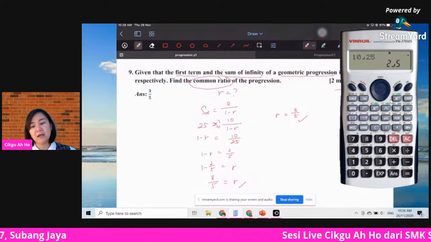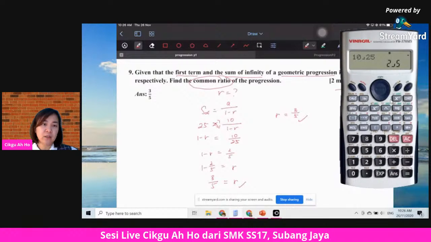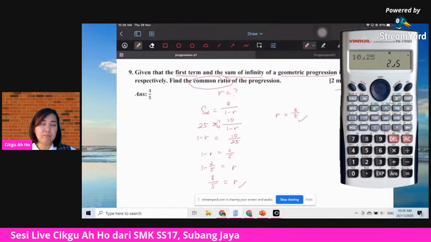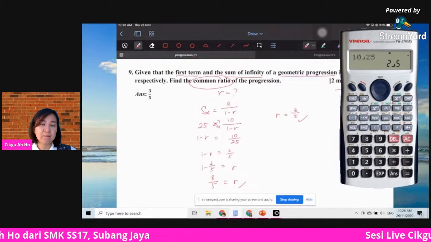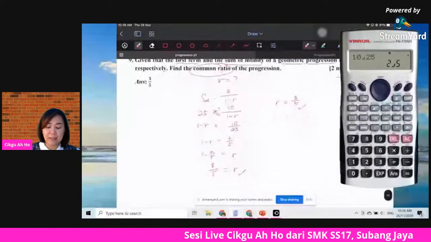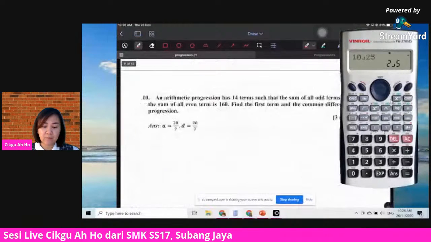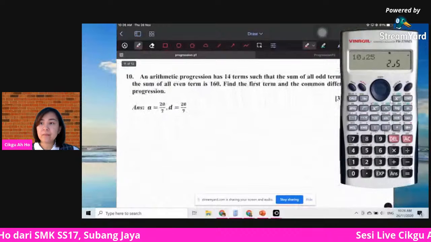Still paper 1. After finish this one, only we go to paper 2. Kalau soalan paper 2 dia boleh keluar di bahagian A ataupun bahagian B. Kalau bahagian A compulsory lah. Kalau bahagian B tu you ada pilihan. So soalan yang seterusnya, soalan 10, the number 10.